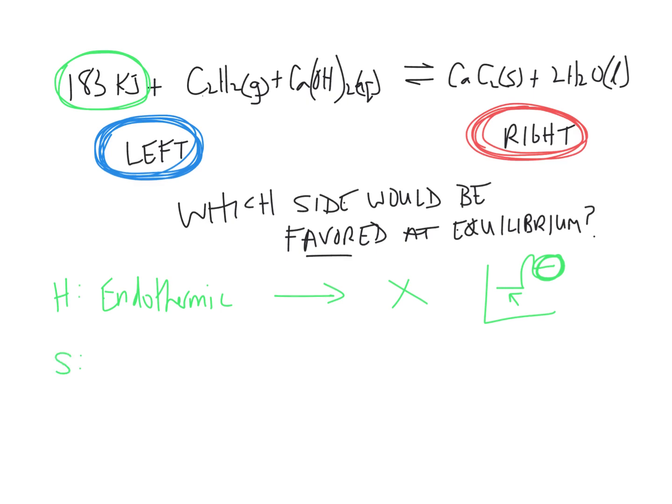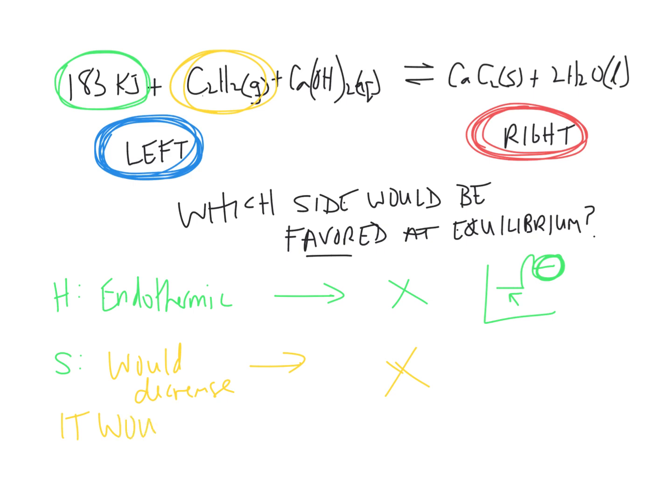If we look at entropy, where do we see the most freedom? Where do we see the most gas molecules? Well, in this case, let me use a different color here. We see the most gas molecules on the left, right? So that means entropy would decrease in the forward direction. Okay, and so that's also not favorable. And so, by and large, the answer to this is it would lie to the left.